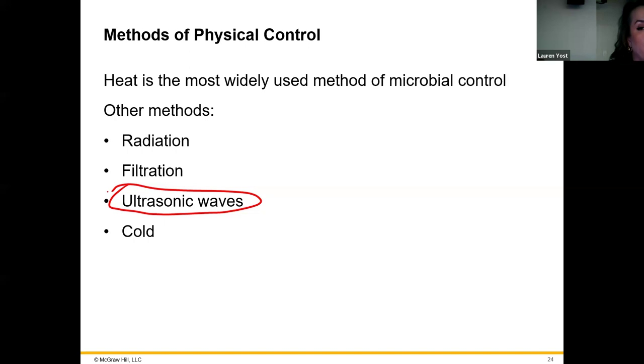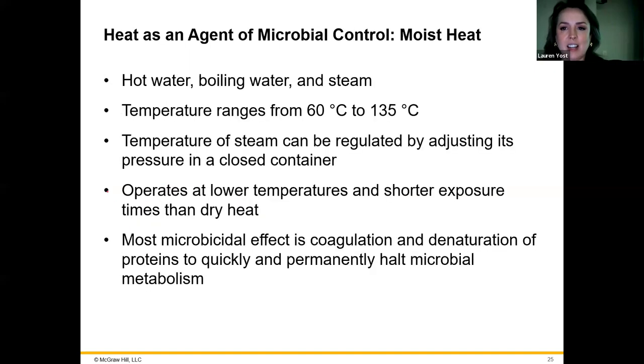So that's typically how it would work. But ultrasonic waves are used. You don't necessarily hear it, but it vibrates the water and you see it working. I don't know what else to say about it, but it does exist. I'm just not going to go into detail about it.